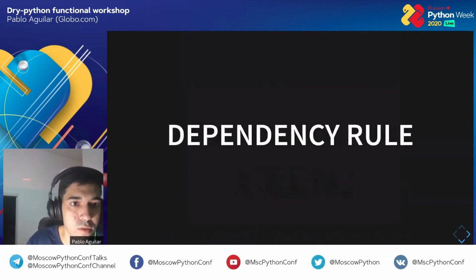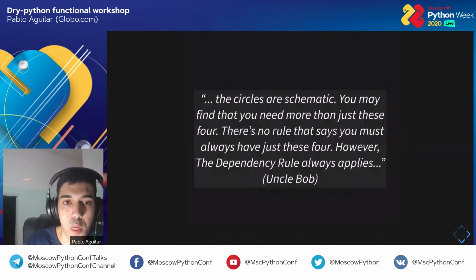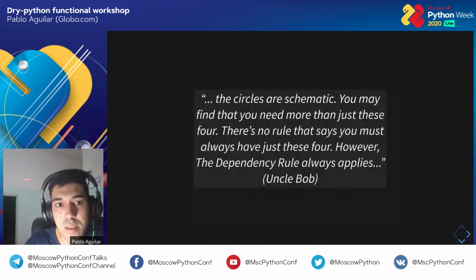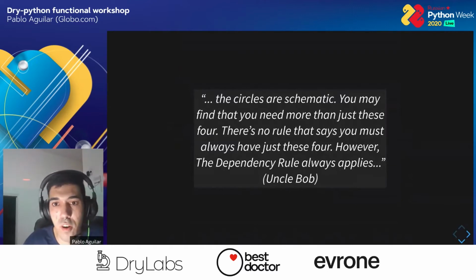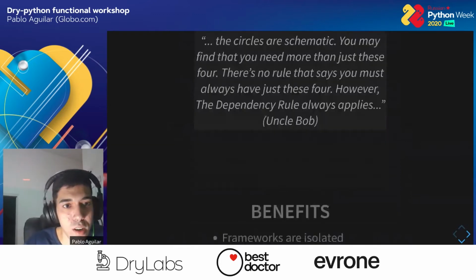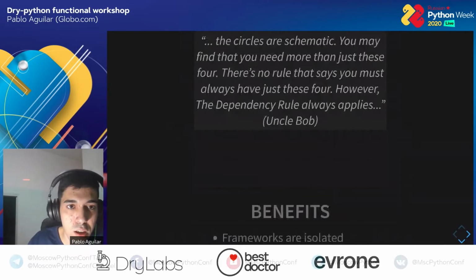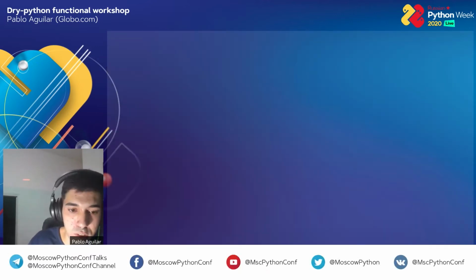I brought this quotation from the Uncle Bob blog post. Basically, he said here to be pragmatic and not a dogmatic person. This schema that I showed to you is not the final one. You can adapt the architecture for your problem. I brought just the 4 benefits here, but we have more benefits, like frameworks are isolated.